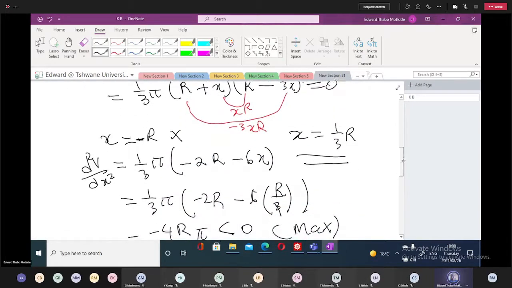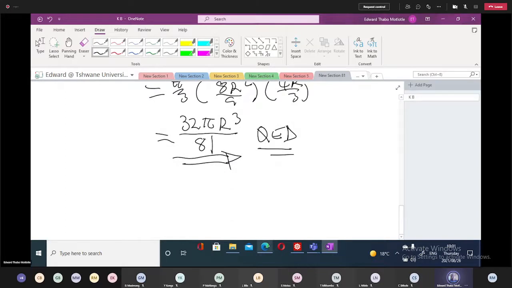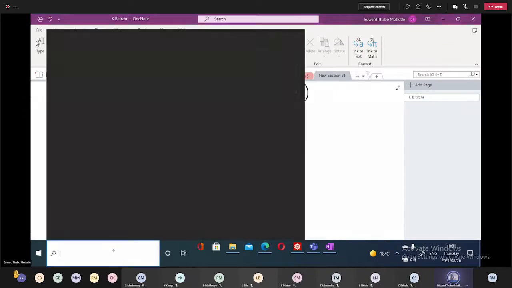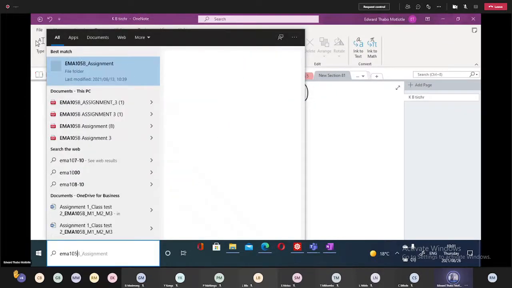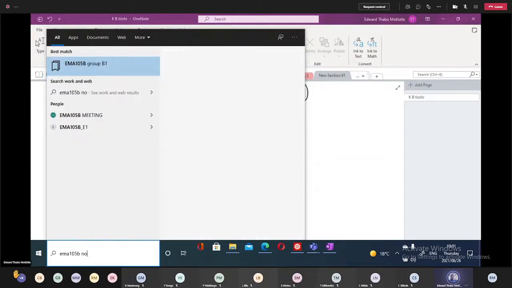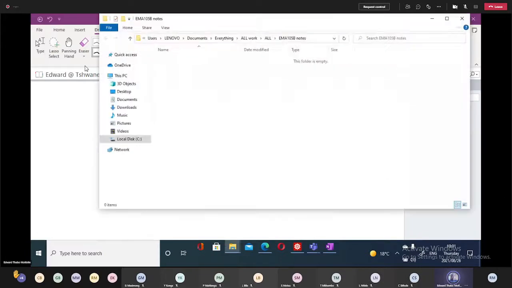Okay, so this is optimization problems. Okay, let me check something. EMA 105B notes. This is empty.